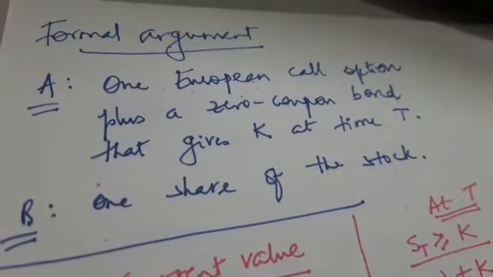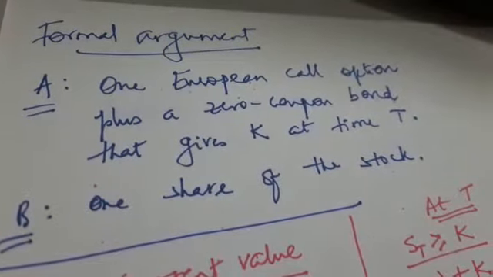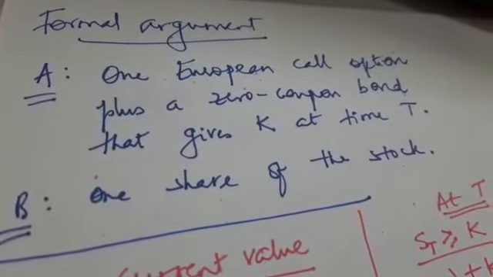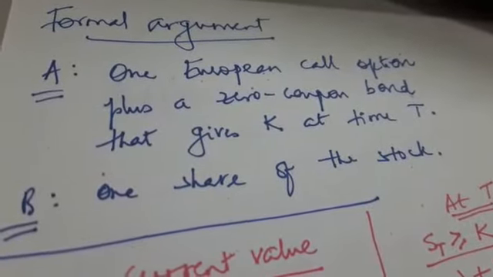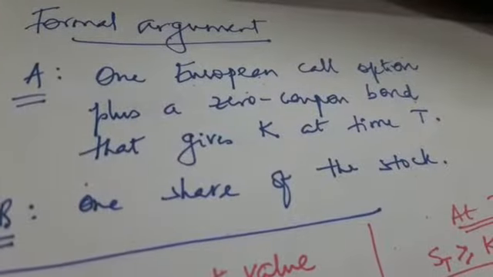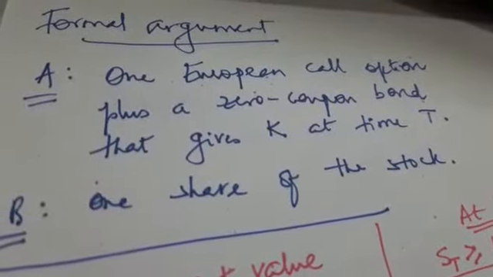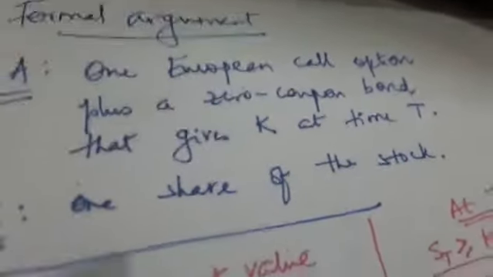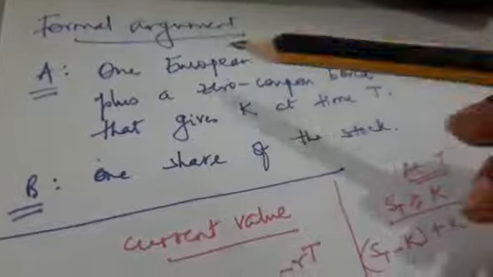What I'm now going to do is, using the law of one price, provide a formal argument as to why the lower bound for a European call option has to be S naught minus K times e to the power minus RT. Now for this, let's consider two portfolios, portfolio A and portfolio B.